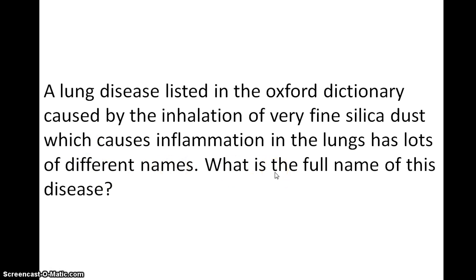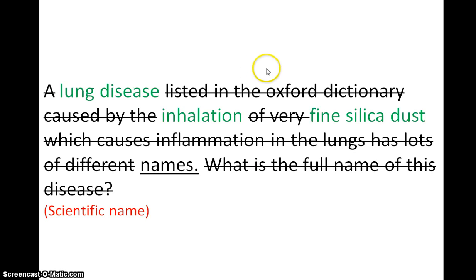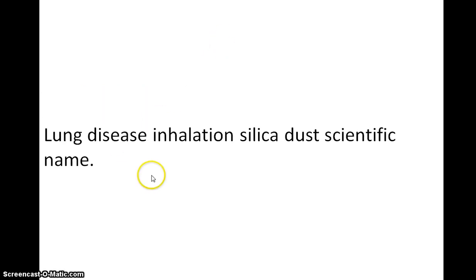So first, we're going to have to parse the question. We circle or highlight the definite words, underline the maybe words, and change them with a word that would make more sense. In this case, we change name to scientific name. And then we cross off the words we really don't need. And then, once you do all that, you get the best possible question, which is this: a lung disease, inhalation, silica, dust, scientific name.